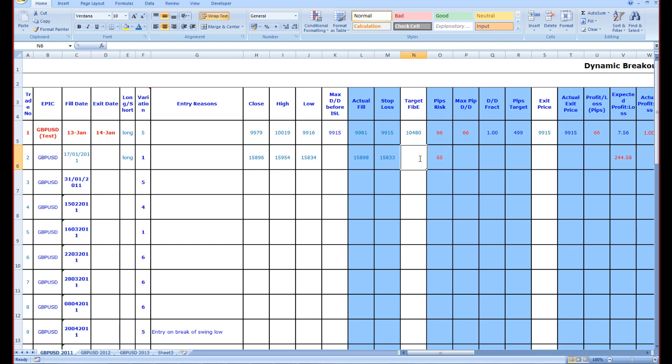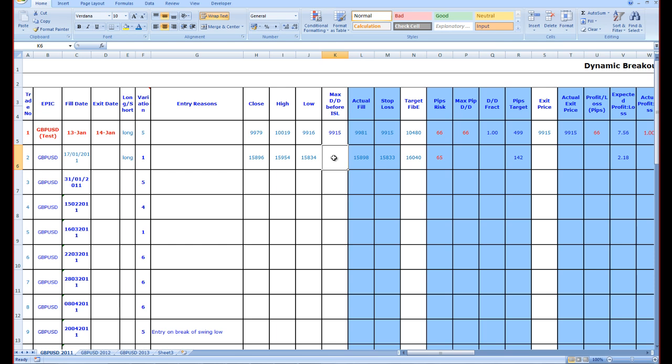So target here, so 16040. So it's 142 pips of target, right? Got that? Yep. Okay. So it's got some formulas here. Okay. So maximum drawdown before initial stop loss. So let's see, before initial stop loss is hit, it's obviously hit a target, so the exit price will be the same as the target, innit? 16040.